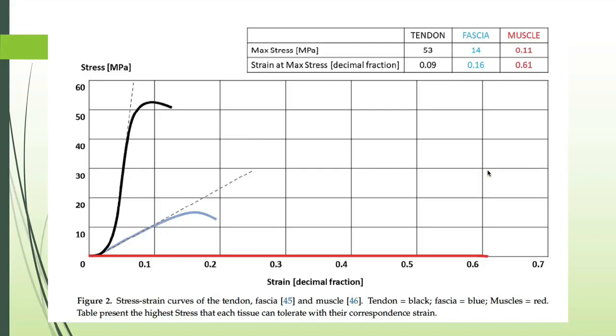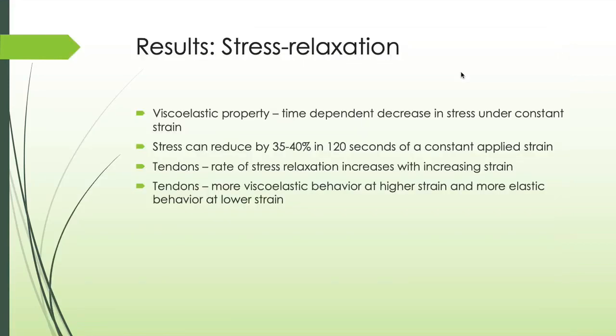So this is the little graph that they shared, and the red is the stress-strain curve for muscle in comparison to fascia and then tendon. And so, when we compare the stress-strain curve of a muscle to tendon and to fascia, it doesn't even feature on the graph. But we can see that a tendon stress-strain curve is very steep, very quick, whereas fascia is a little bit longer and a little bit more sloped. And yes, right, so the table here shows us the highest stress that each tissue can tolerate with their corresponding strain. If we then look at the stress relaxation curve, this really represents the viscoelastic property of a tissue.